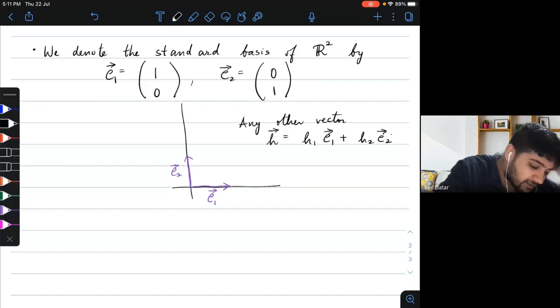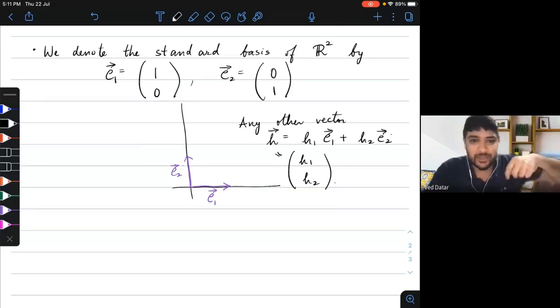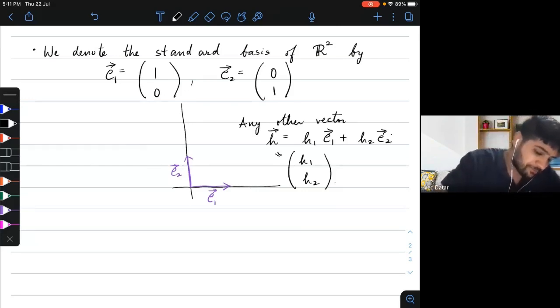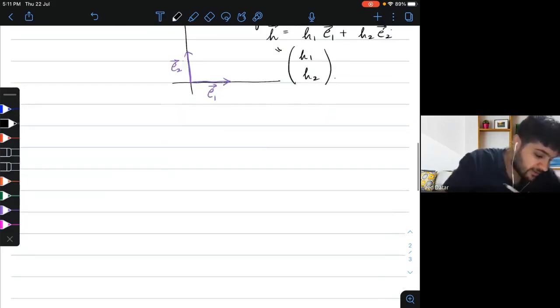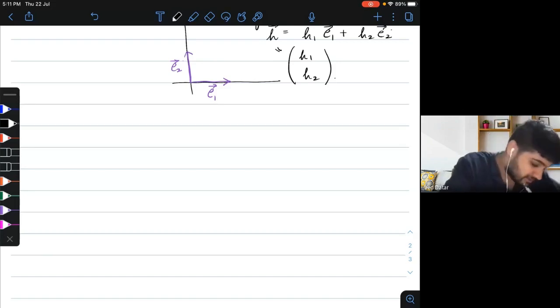Okay, so then my notation will be, I'll denote the vector H as a column vector with its components H1 and H2. Okay. So then using these, I can actually define the partial derivative. So maybe let me give a definition independently.